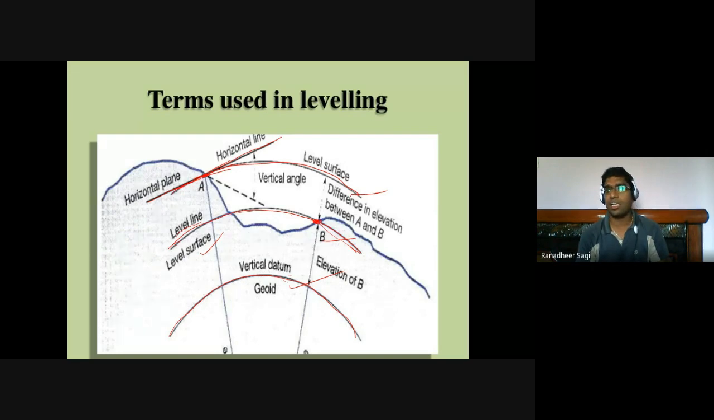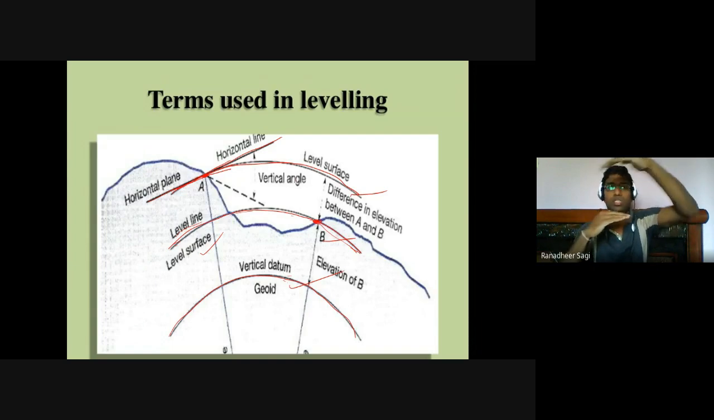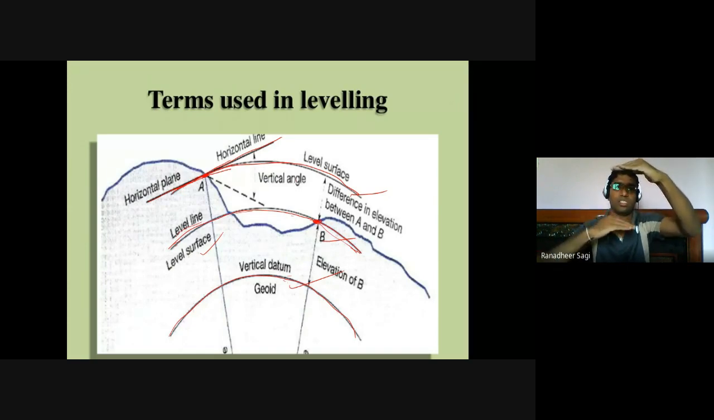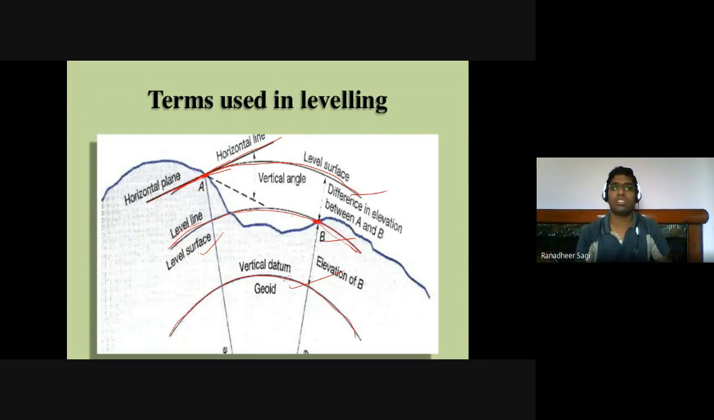In simple terms, I can say the elevation difference between point A and point B is nothing but the difference in elevation between the level surface defined from your point B position to that of the level surface defined at your point A position. Whatever the distance at which these two level surfaces are apart, that difference is what we call the elevation difference between point A and point B.